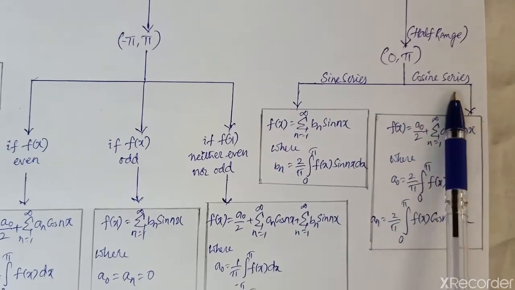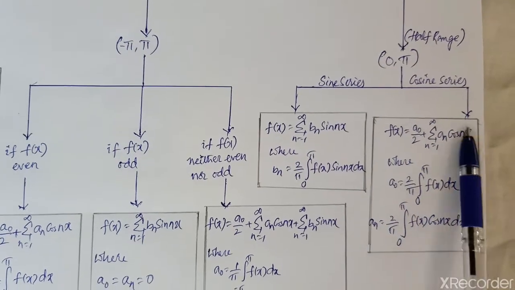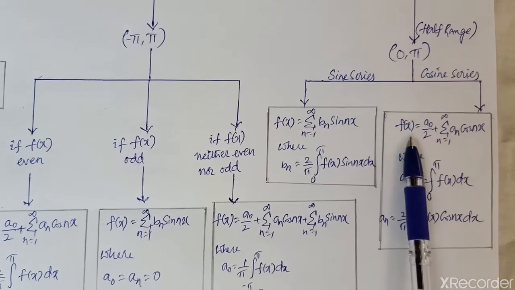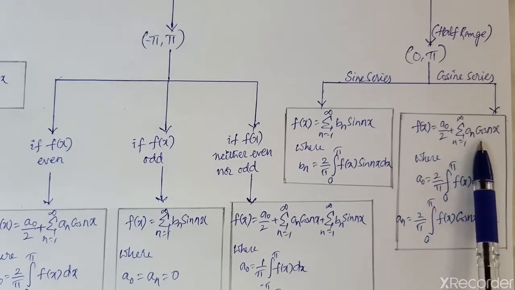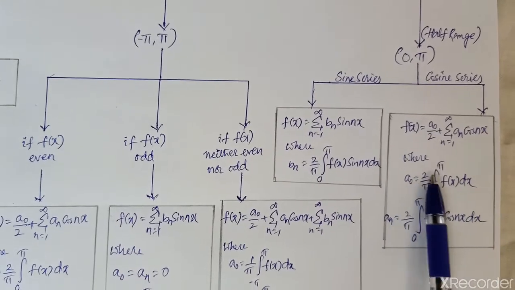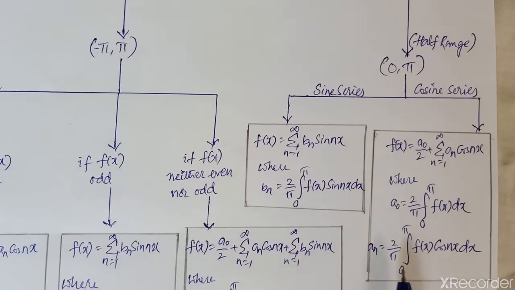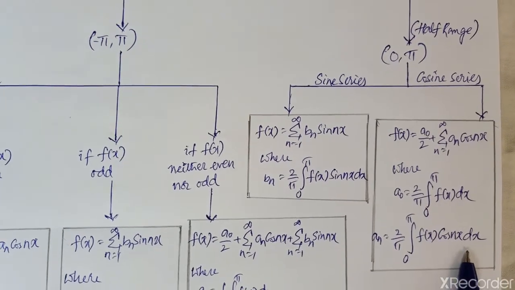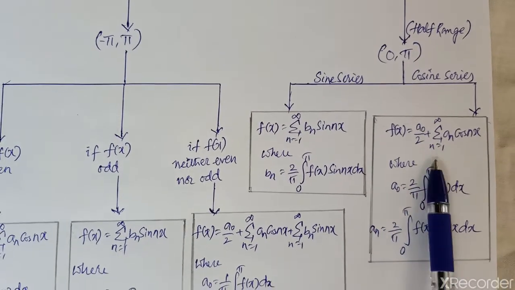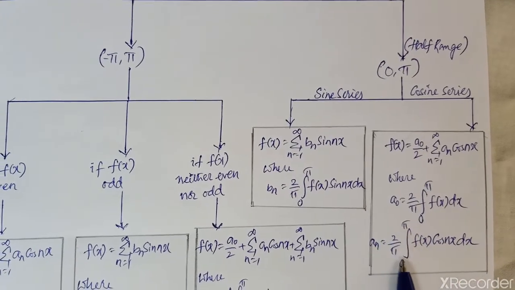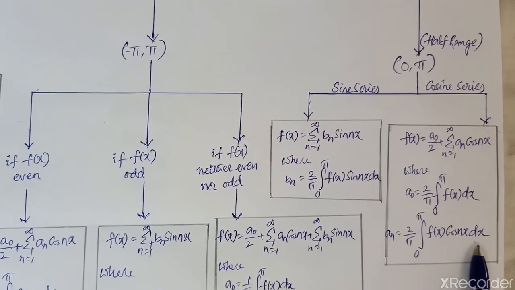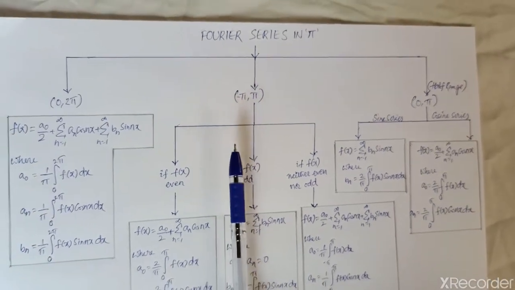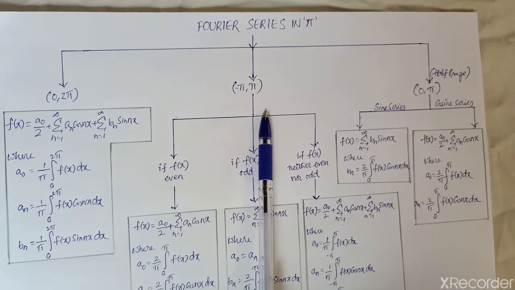Now what about the half range cosine series? Here the series contains only cosine terms. Observe the interval 0 comma pi. So f of x is equal to a naught by 2 plus sigma n is equal to 1 to infinity a n cos n x, where a naught is equal to 2 by pi integral 0 to pi f of x dx, and a n is equal to 2 by pi integral 0 to pi f of x cos n x dx. And this is how you can expand any function when the interval is given in terms of pi. Okay, thank you.